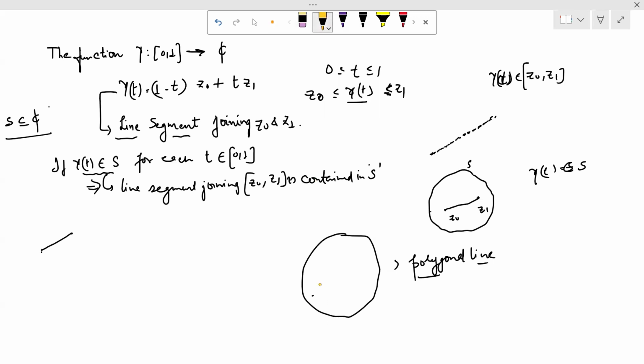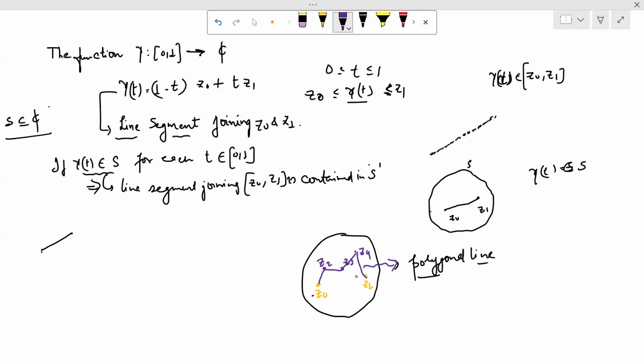Let's say हमारा Z0 is here somewhere, and let's say Z1 is somewhere here. It's not necessary that we are going to make it through a straight line. We can do this way also. Z2, Z3, Z4. So what I can do, I can go from here to here, here, and then here. So this is called the polygonal line.